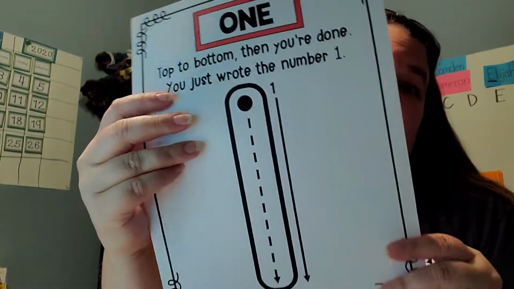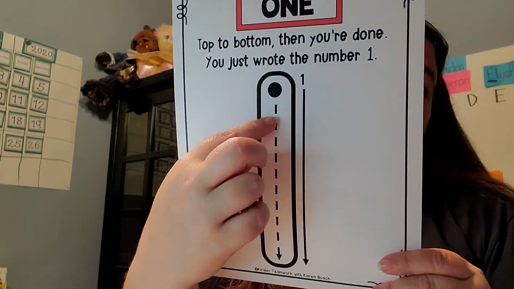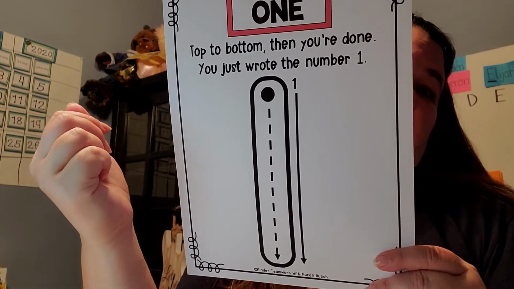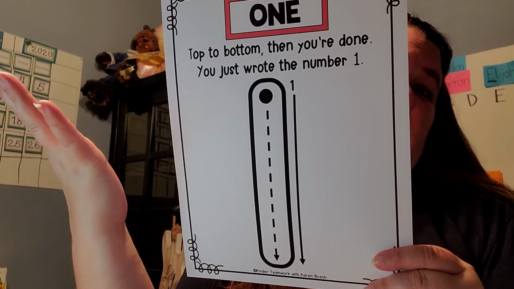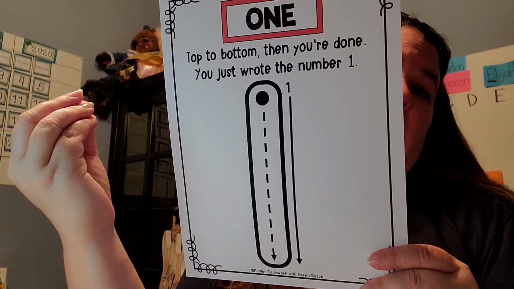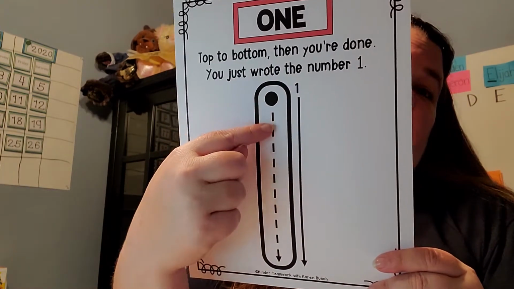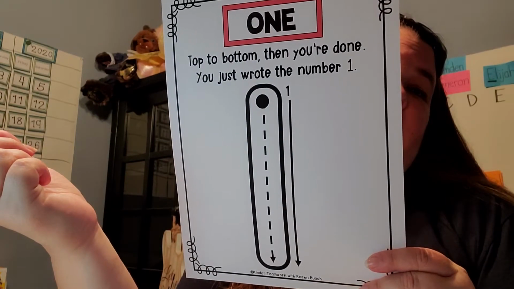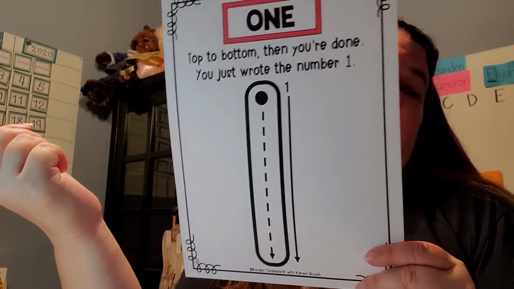All right, now we're going to do number 1. Ready? This one's easy peasy. Top to bottom. Now you're done. You just made the number 1. Top to bottom. Now you're done. You just made the number 1. Top to bottom, and you're done. You just made the number 1.